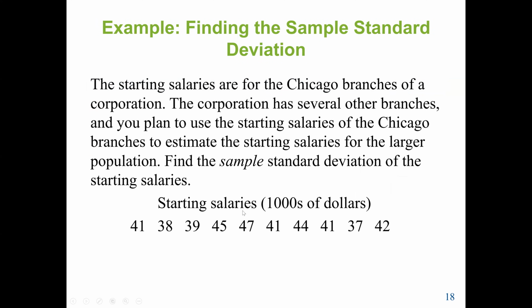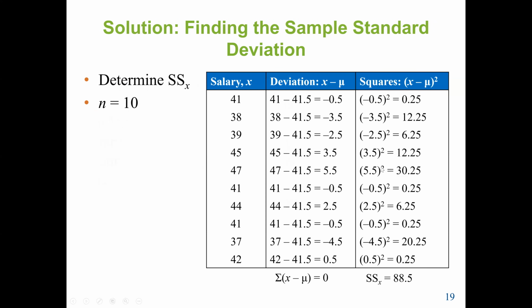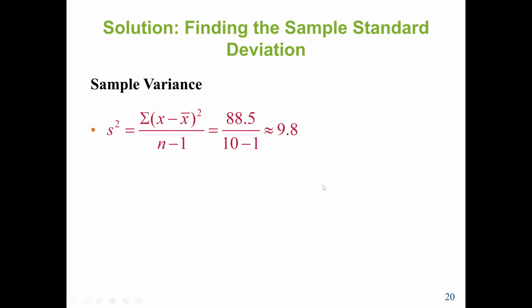So this is another example, actually the same example again. We want to find the sample standard deviation. So we know the mean already. We subtract the mean from each value, then we square the answer, then we find the sum of squares. Then the sum of squares is divided not by 10 but by 10 minus 1. So the variance will give us 9.8.